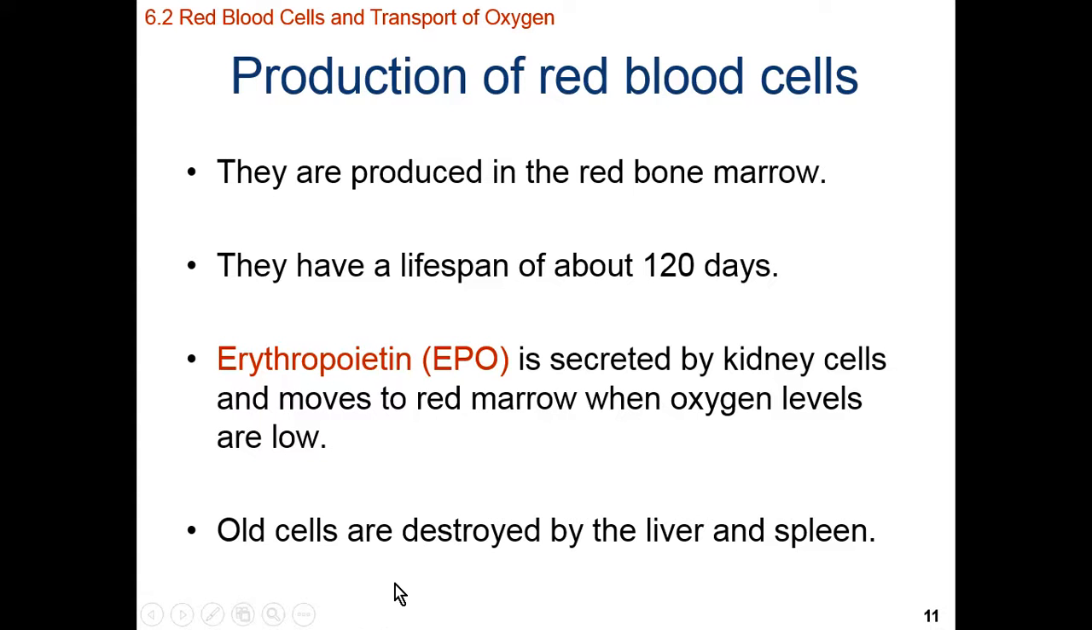As red blood cells break down, because they do break down, they will be processed by both the liver and the spleen, where we can recycle macromolecules, vitamins, and minerals from the defective red blood cells.